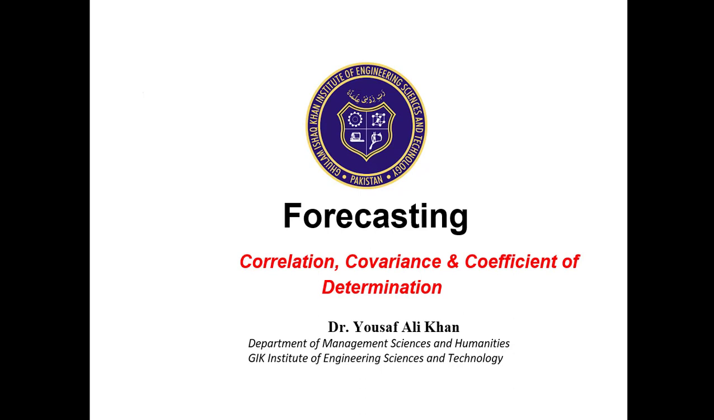So in today's lecture, I'm going to discuss what is correlation, what is covariance, and what is coefficient of determination. I will also use Excel with some specific data in order to calculate correlation, covariance, and coefficient of determination. Basically, these are the indicators which will tell us about a specific data set and more about the behavior of the data.